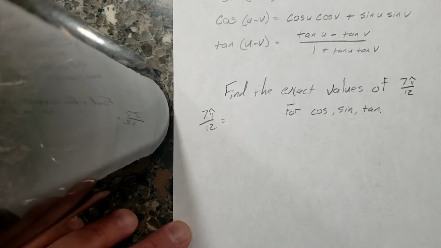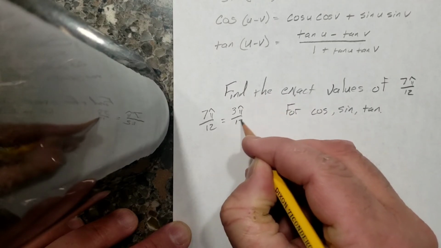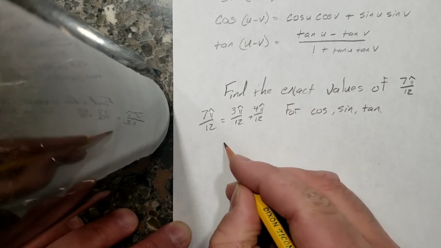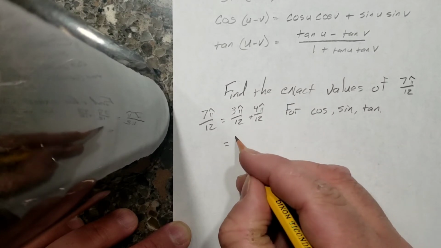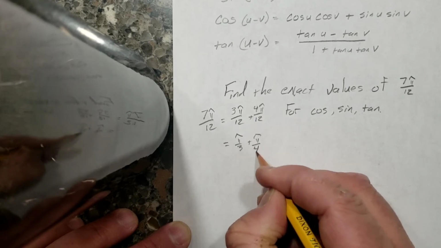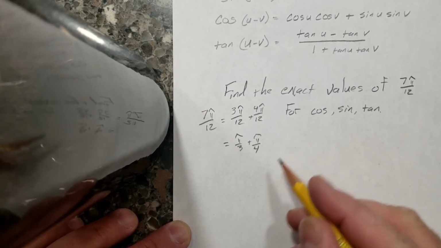Personally, I've always told you guys, I prefer addition. So if I break this up into 3 pi over 12 plus 4 pi over 12, they both reduce: pi over 3 plus pi over 4. And those are simple reference angles, so we should be able to put this information in there no problem.